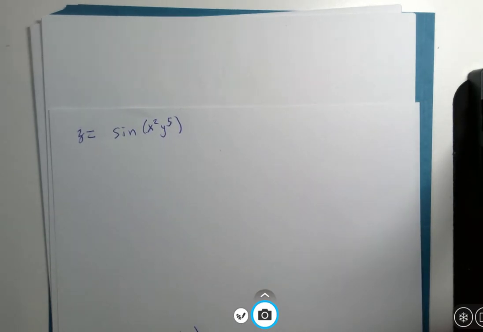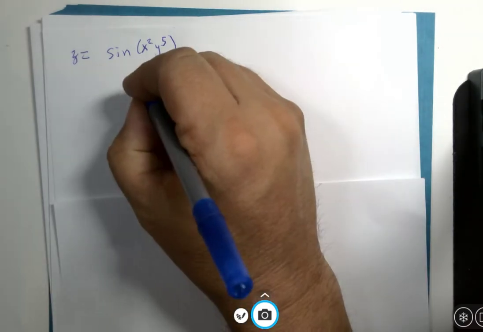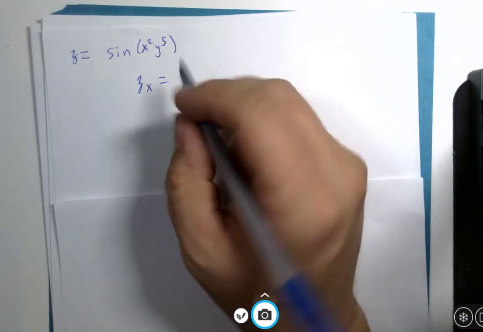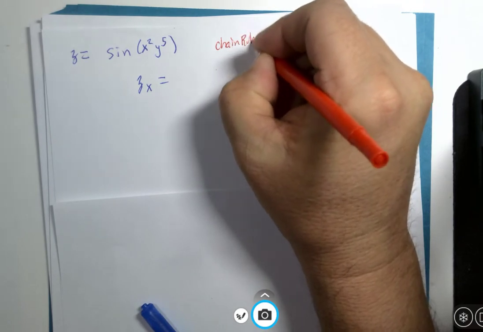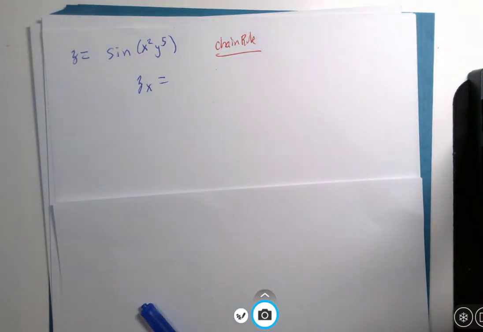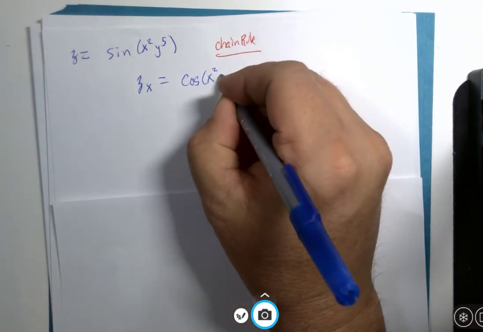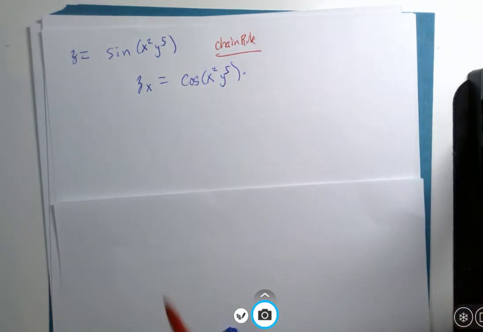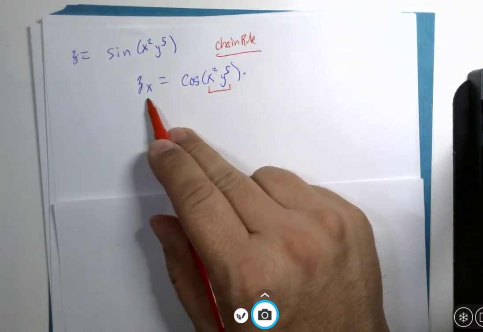Alright, here we go. We have sine of x squared y to the 5th. If we take the partial derivative of z with respect to x, we are now looking at a chain rule. And the derivative of sine is indeed cosine. But now we need to multiply by whatever the derivative of this expression is if x is the variable.